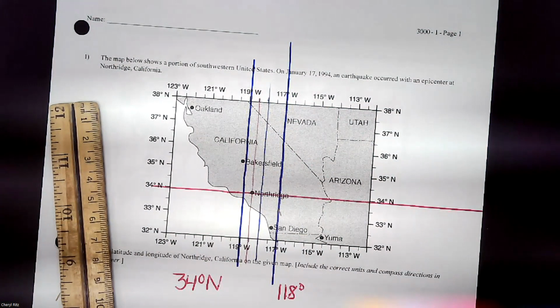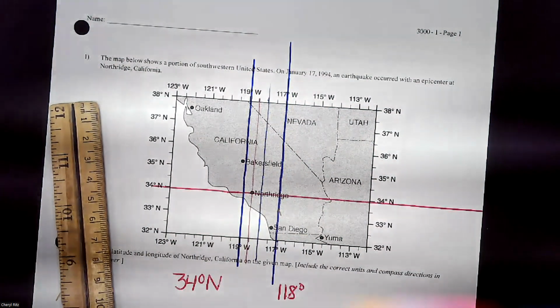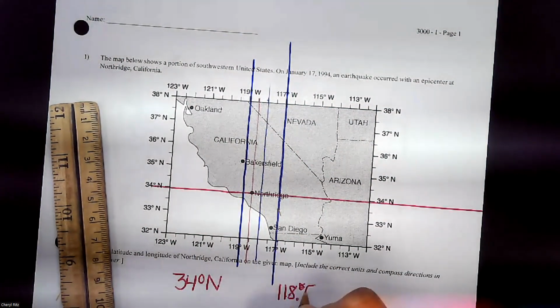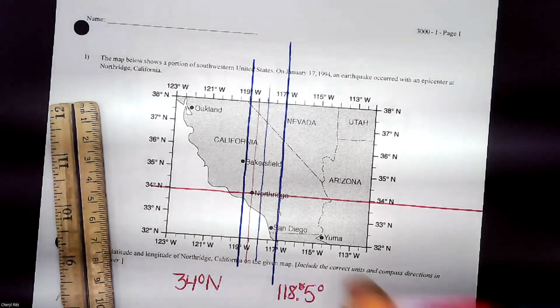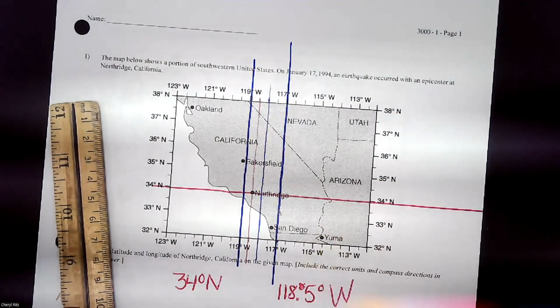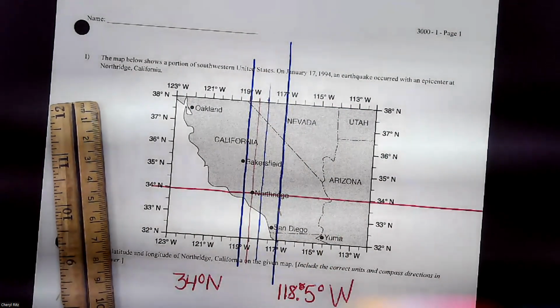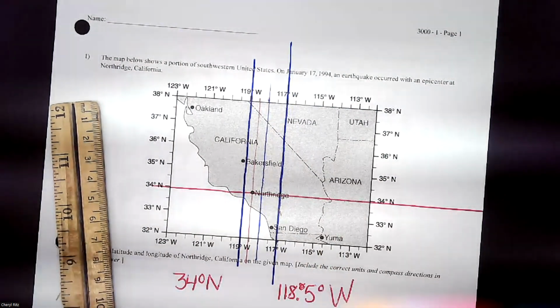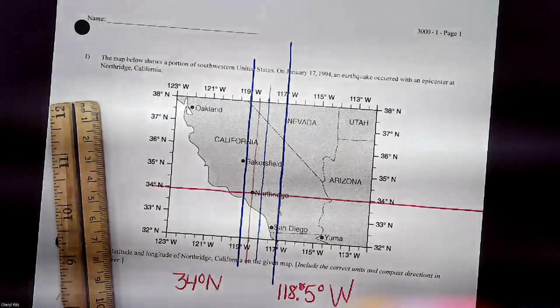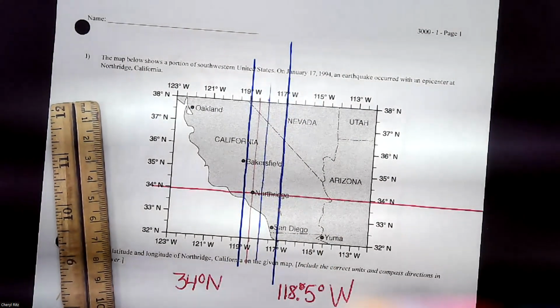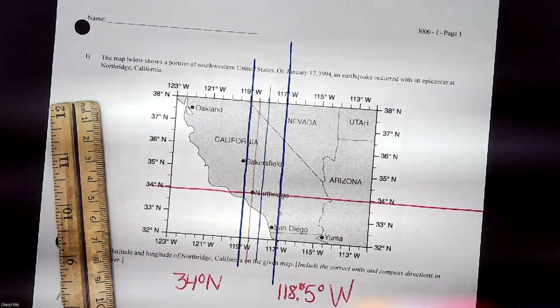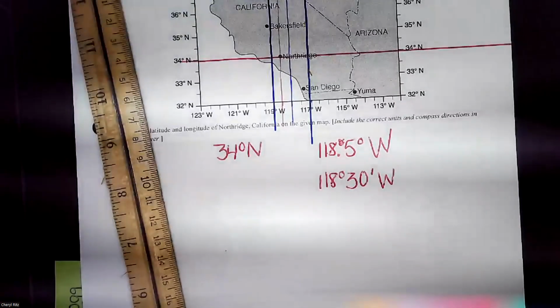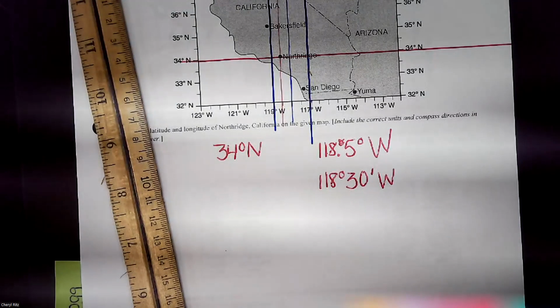So what were some good answers then? Halfway between 118 and 119: 118.5 degrees. These are labeled, so west. Or the only other choice is 118 degrees. How many minutes is halfway? 30 minutes west. These were the only 2 acceptable answers.